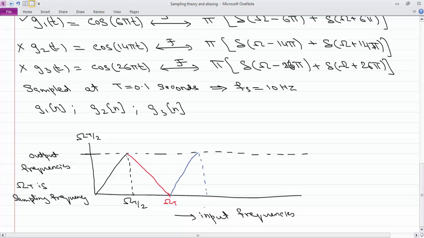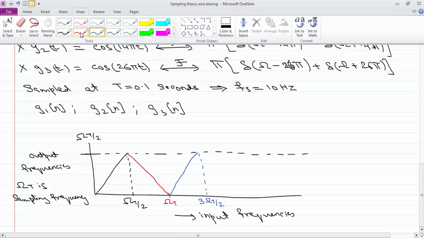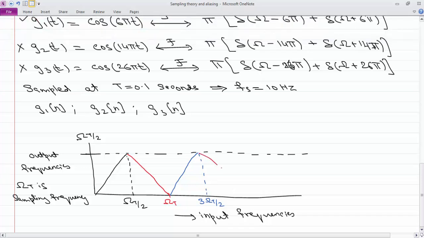Now if you go even above that range, you will again start going up. And this will be the point of 3 omega t by 2. And this thing just repeats itself. This will be 2 omega t and so forth. Okay. This repeats itself.